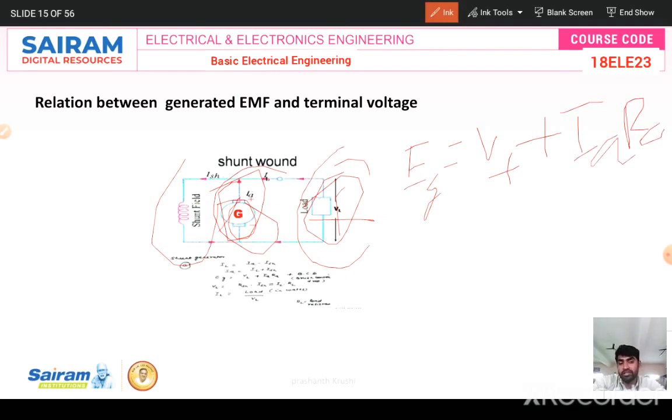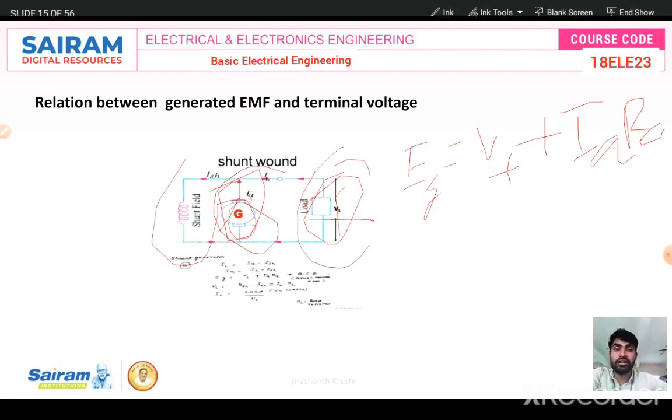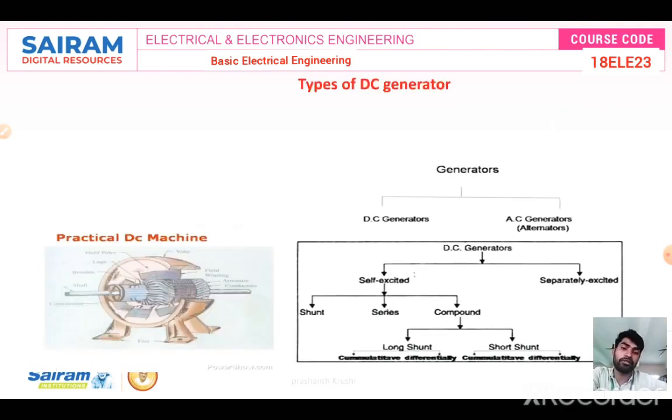So the generated EMF is related to the terminal voltage and the IA RA drop. VT will be developed by E_G only. If E_G is not there, there is no rotation and no terminal voltage. It also depends upon brush drops and sparking. So this is the relationship between generated EMF and the terminal voltage.